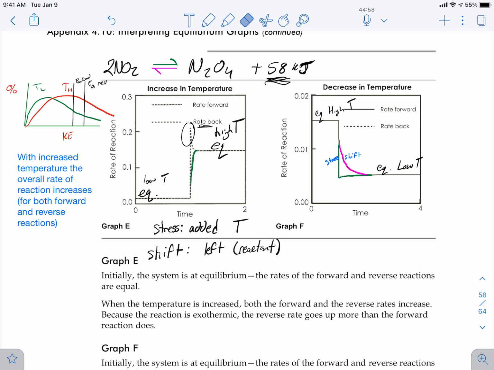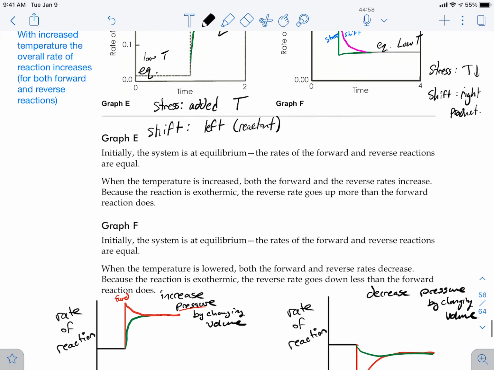All right, so the stress is temperature down, and then the shift is now going to be to the right, or product favored. So if you wanted to make this product, then you would really want to be doing this experiment at low temperatures.